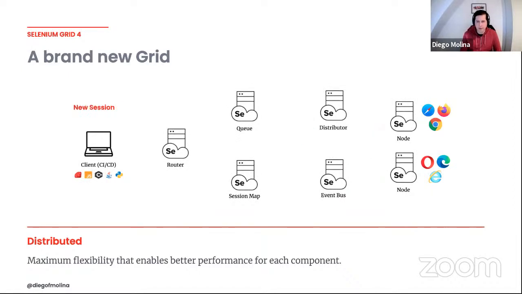This is one of the nice parts of the new grid, the new session. You as a client could send a new session request asking for a session in Safari or in Microsoft Edge, for example. So the router will put that request into the queue. When that happens, then the distributor will be asking the queue every 2 seconds by default, or every second by default, if there is something new to be processed.